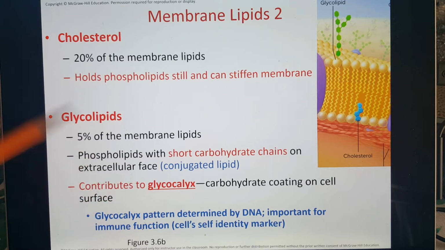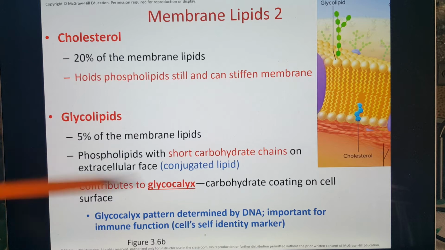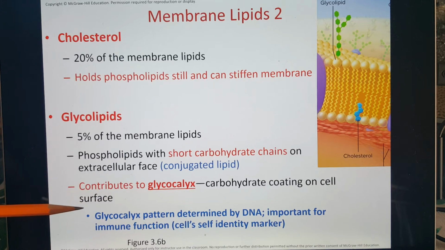You're going to get more detail on this in chapter 21 and AP2, but it does get mentioned a little bit here for our purposes for AP1. This is what tells our cells this cell belongs to our actual body versus what belongs to a foreign invader. Or if you get an organ transplant, that person's glycocalyx is going to be different from yours, because our glycocalyx pattern is determined by our DNA.